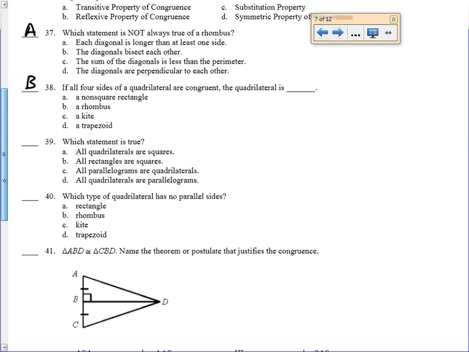Let's finish up here. 39 and 40. Quick statements and true: all quadrilaterals are square. Are all quadrilaterals square? No. Are all rectangles square? No. By the way, what kind of logic am I using right now? Deductive or inductive? Give me the key word. Patterns. Deductive is this: all parallelograms are quadrilaterals. Is that true? Are all parallelograms quadrilaterals? Yes.